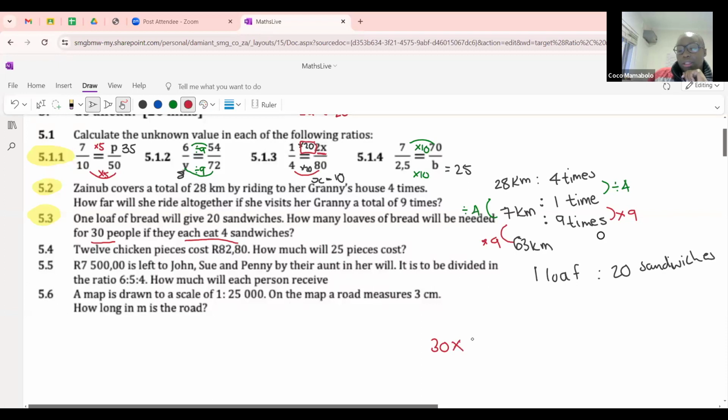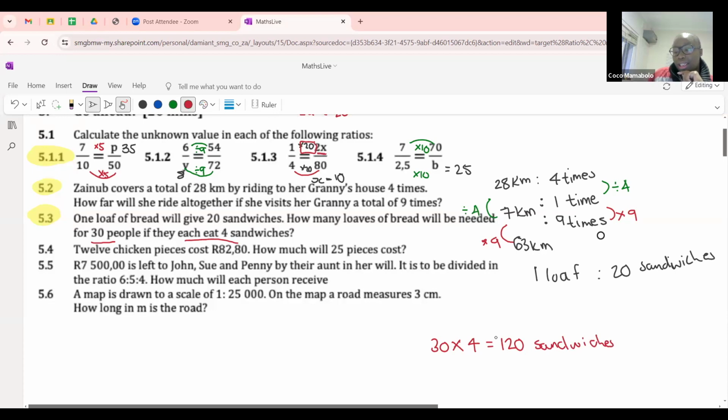Right, times by? 4. Good, we're going to times by 4. And that tells me that for these 30 people, to feed all of them, I need to make how many sandwiches? 120. Good, I need to make 120 sandwiches. Okay.